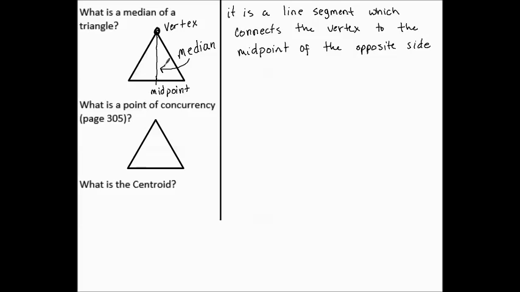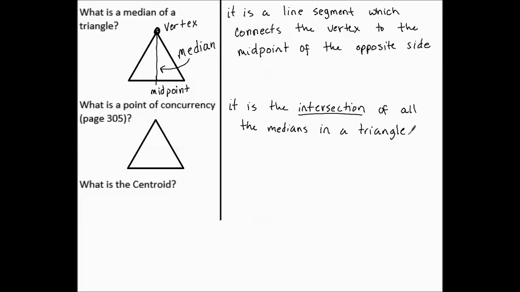Next, we will look at a point of concurrency. This is simply the intersection of all the medians in a triangle. So, to illustrate our point of concurrency, we will find each midpoint, M1, M2, and M3.